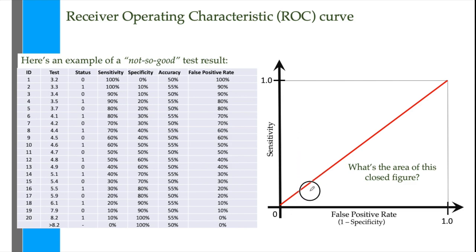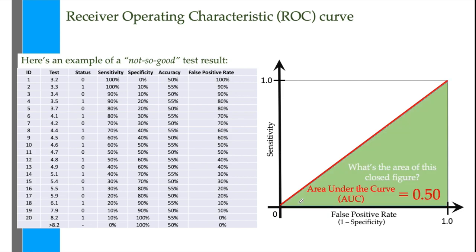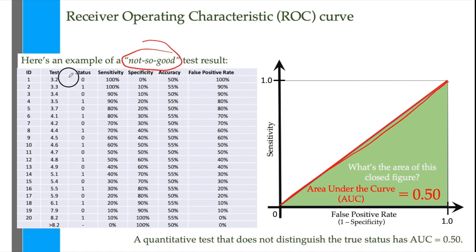Now, if you're asked what is the area under that ROC curve, it's like asking for the area of that triangle. And since the area of the square is 1, and the triangle, as you can see, is just half of the square, then we can say that the area of that triangle is 0.5. Or in other words, the area under this curve is 0.5. So given this figure, since this is a poor test, we can see that a quantitative test that does not distinguish the true status has an area under the curve of 0.5.